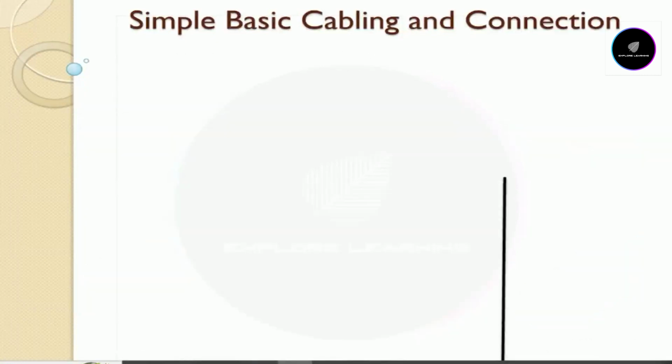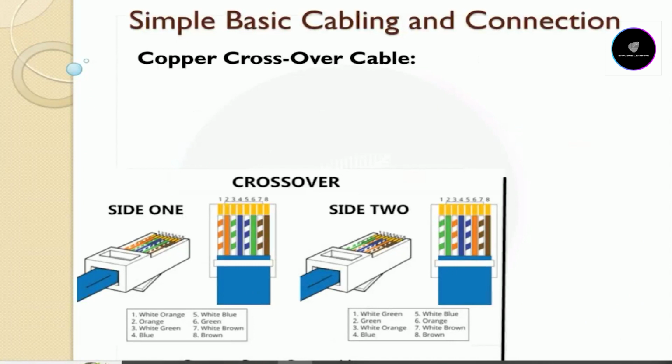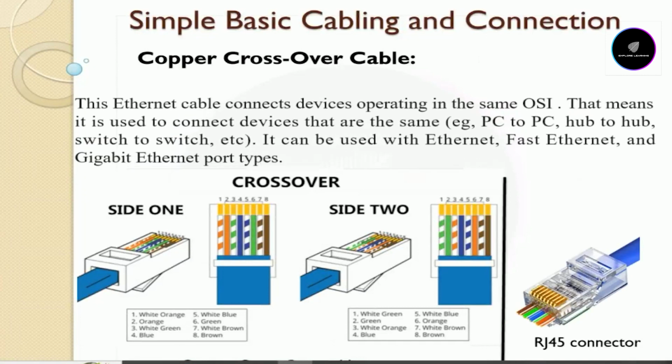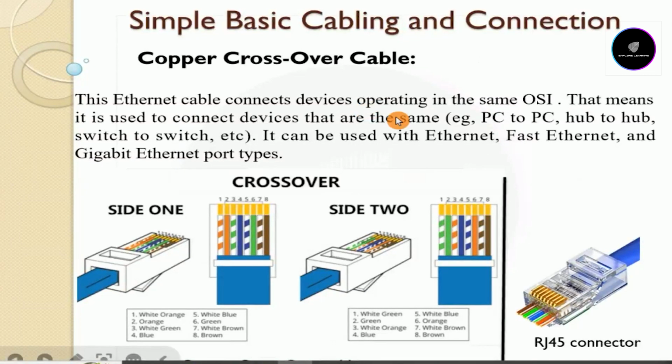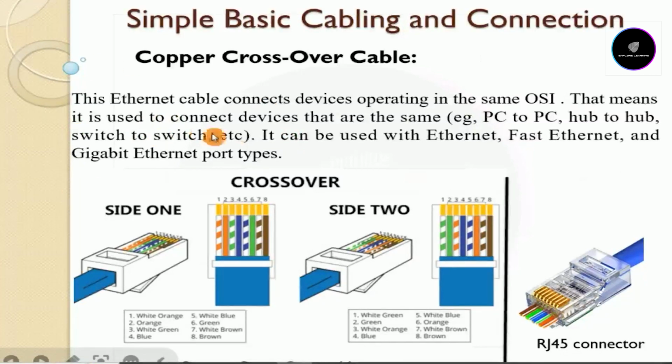And then we have another cable known as the copper crossover cable. The copper crossover cable is similar to the copper straight through cable. It has both ends with the RJ45 connector. Now, this cable is actually used to connect devices that are the same. For example, if we want to connect a PC to a PC, we have to use the copper crossover cable. If we want to connect a hub to a hub, we have to use the copper crossover cable. If we want to connect a switch to a switch, we have to use the copper crossover cable.